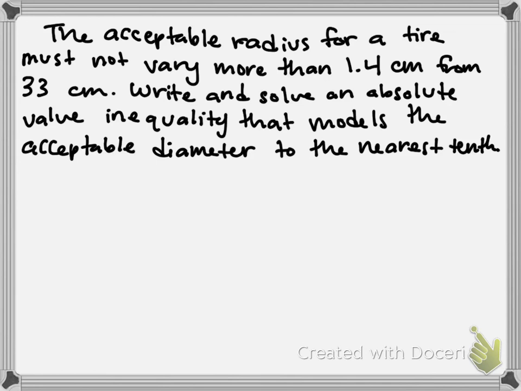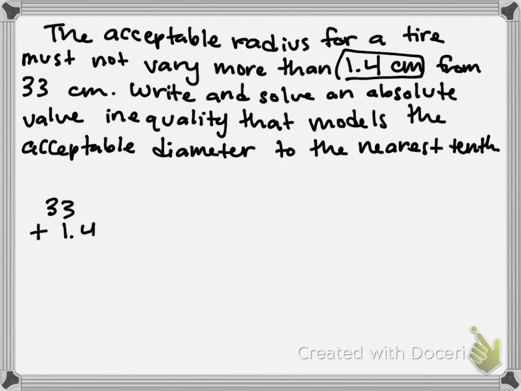Last one is a story problem. The acceptable radius for a tire must not vary more than 1.4 centimeters from 33 centimeters. Write and solve an absolute value inequality that models the acceptable diameter to the nearest end. So if you're just reading this, you probably already know the answer. It cannot be bigger than 1.4 centimeters from 33.